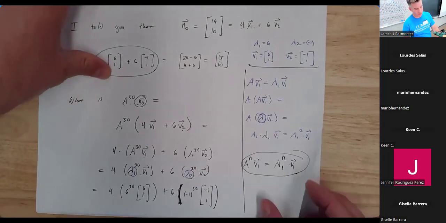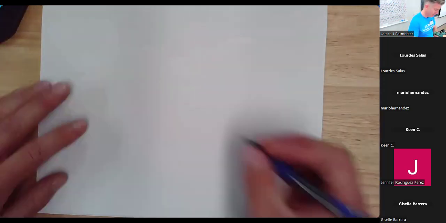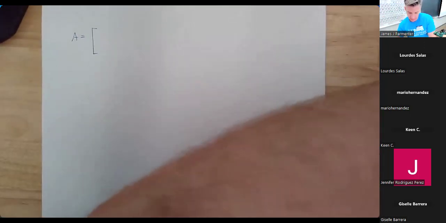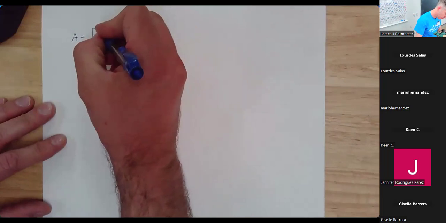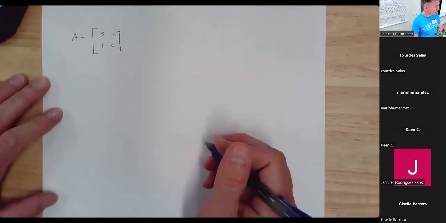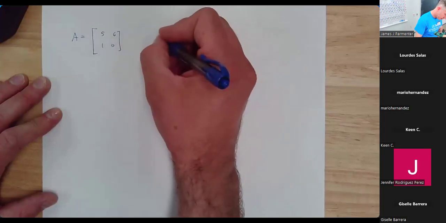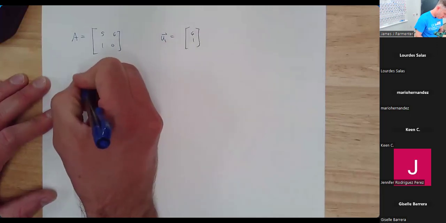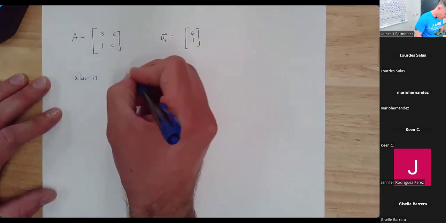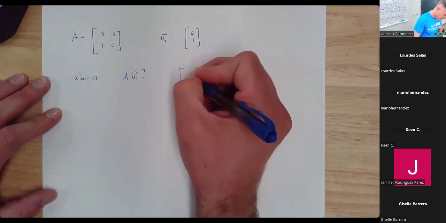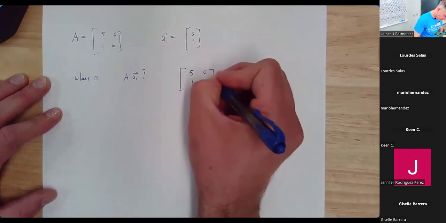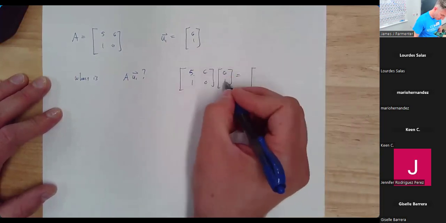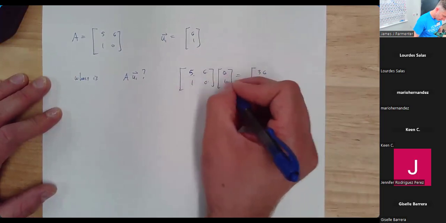So like this problem, if I really wanted to go a little bit further, I could have gone back and said, okay, here's our matrix A equal to, I don't remember what it was, it was forever ago, [5, 6; 1, 0]. And if I say some vector u1 is [6, 1], what is A times u1? I know we've done this before, but I'm doing it again. We get 5 times 6 plus 6 times 1, and 1 times 6 plus 0 times 1.